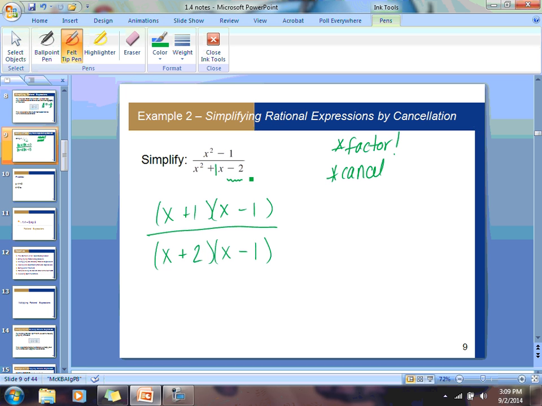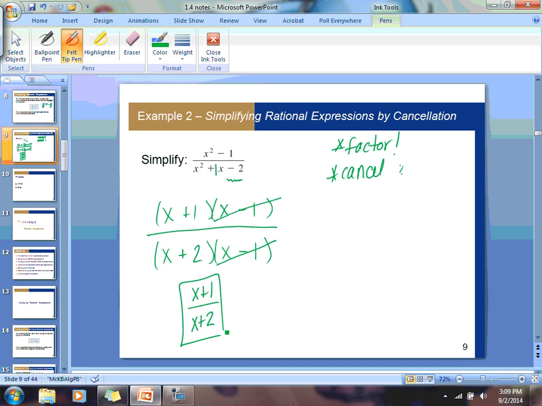Now, when you look at this expression, now that we have multiplication, we can divide the top and the bottom by the same thing. So we're going to cancel. That cancellation step is kind of like doing division. I'm going to cancel out the x minus 1 and the x minus 1. I can only do that when the stuff in the parentheses is exactly the same. I have to have multiplication in order to do that. So my final answer then will be x plus 1 over x plus 2.